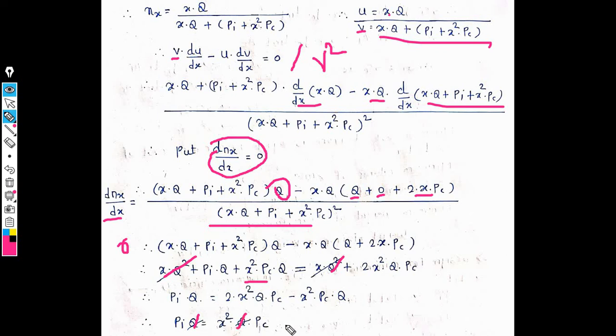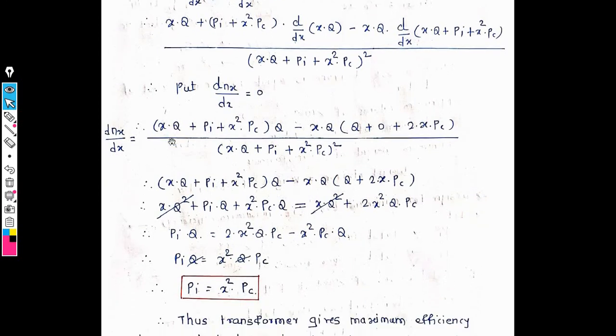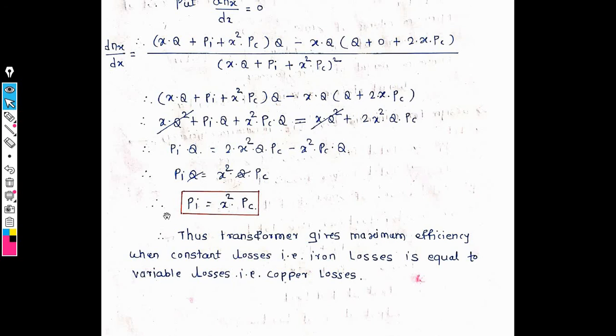Okay. Now this is the minimum loss condition, that is Pi is equal to x square into Pc. Thus the transformer gives maximum efficiency when the iron loss equals the variable copper loss. That means with minimum losses it gives maximum efficiency. Okay, now this is the minimum losses of the transformer. It depends on output and load.